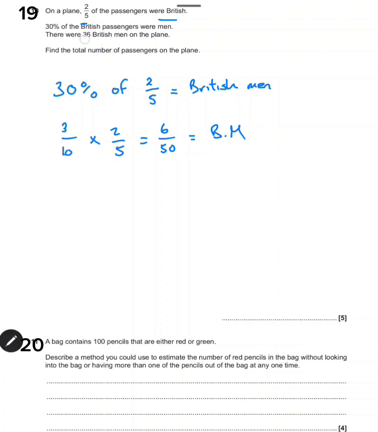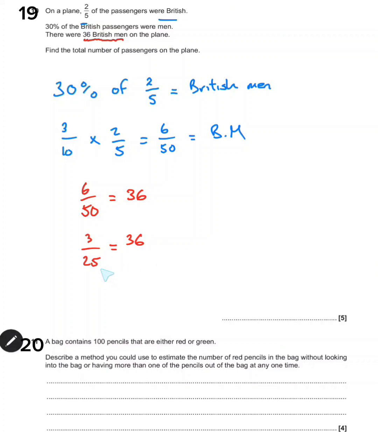We're told that there are 36 British men, so 6/50ths is those 36. Well, 6/50ths is the same as 3/25ths, and that's still 36. I've just simplified my fraction a little bit.